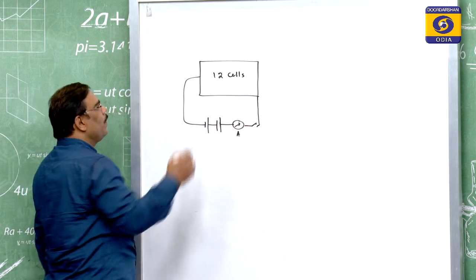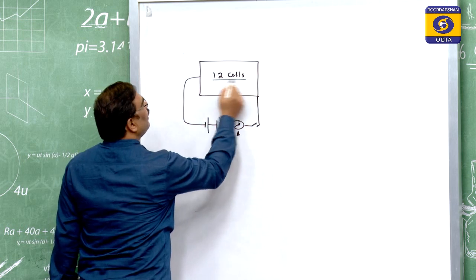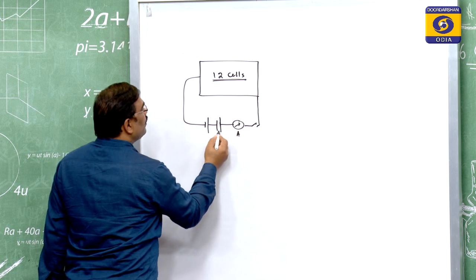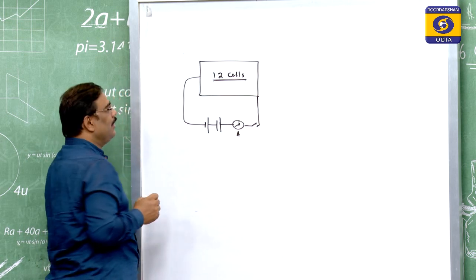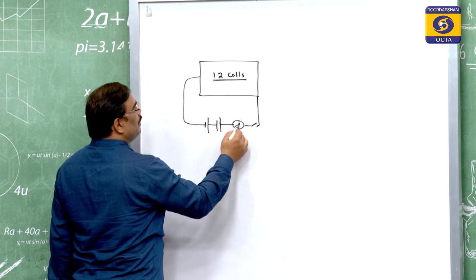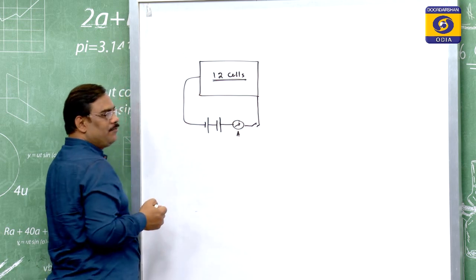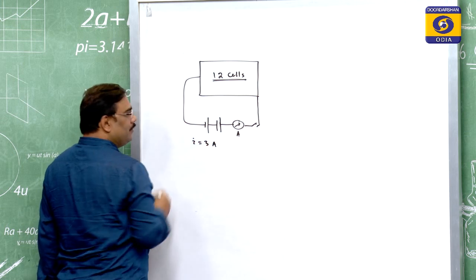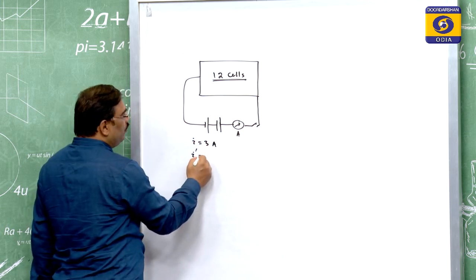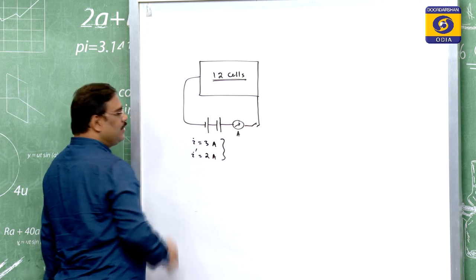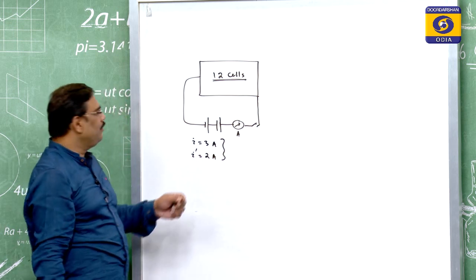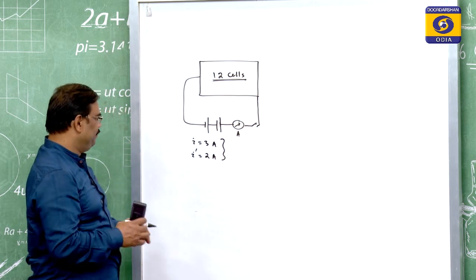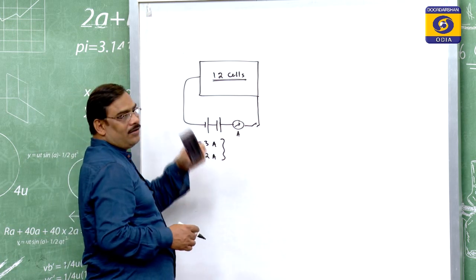Then the question is, there are 12 cells in a battery, some cells are wrongly connected. We choose 2 cells of similar EMF and internal resistance, and with an ammeter they are connected in series. If both add each other, we get a current of 3 ampere. If they oppose each other, we get a current of 2 ampere. This is given to us. Then we have to calculate how many cells are wrongly connected.